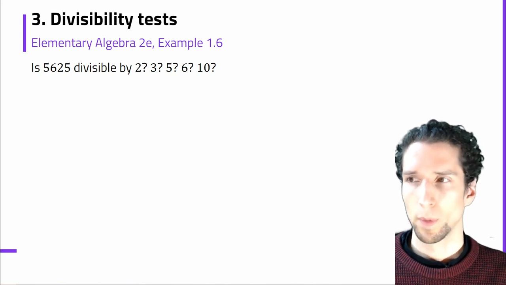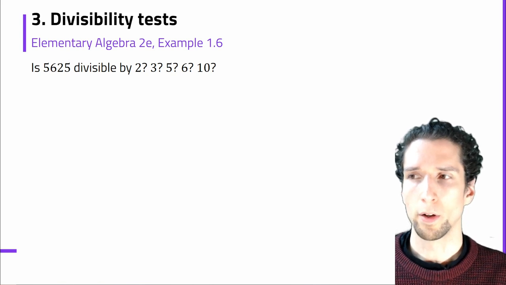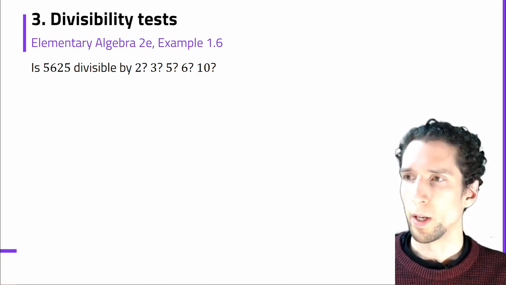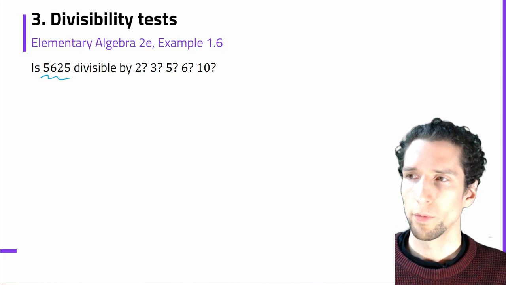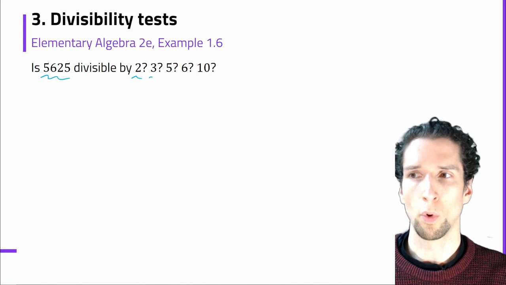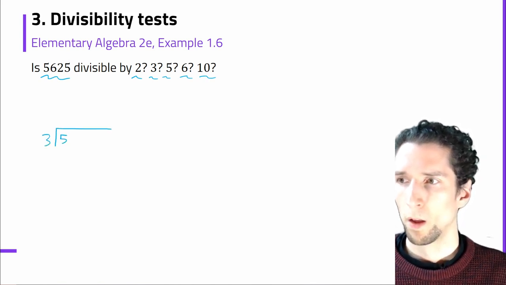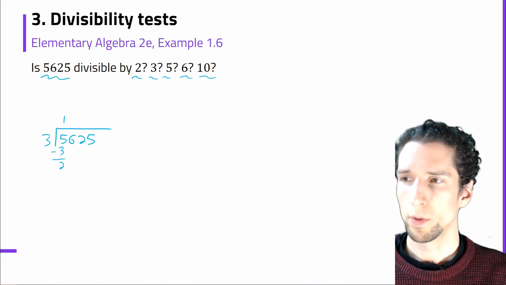Divisibility tests. Is a number divisible by some other number? Say this number here, 5,625. Is it divisible by 2, or 3, or 5, or 6, or 10? We could, of course, just do long division, like with 3 dividing 5,625.